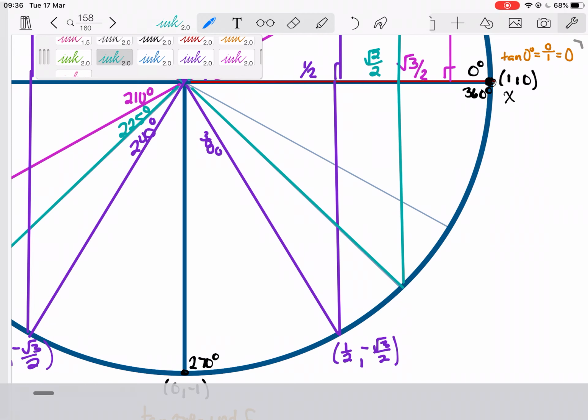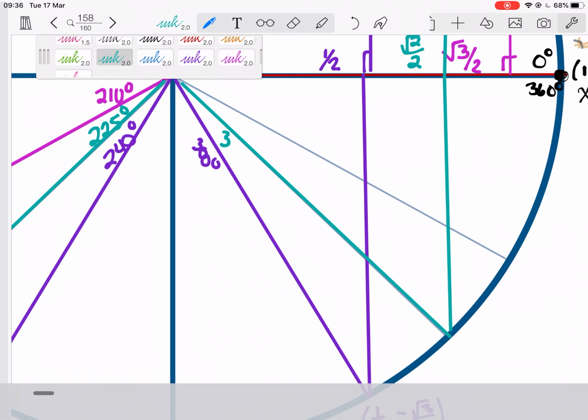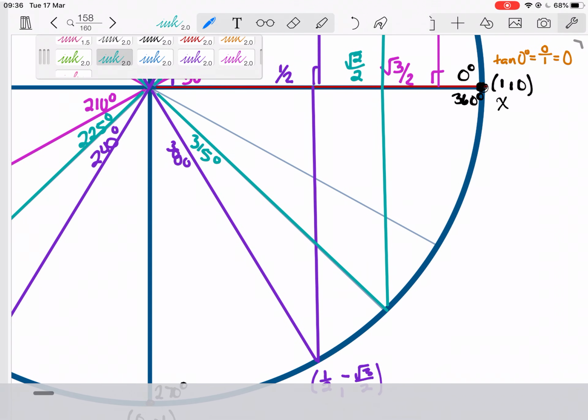All right, next one, we have a 45 degree reference angle. So this is our 315 degree angle. So 360 minus the 45. And then this point here, so 45 degrees, we have square root 2 over 2, square root 2 over 2. Again, because we're in the fourth quadrant, our y value or sine value is going to be negative.